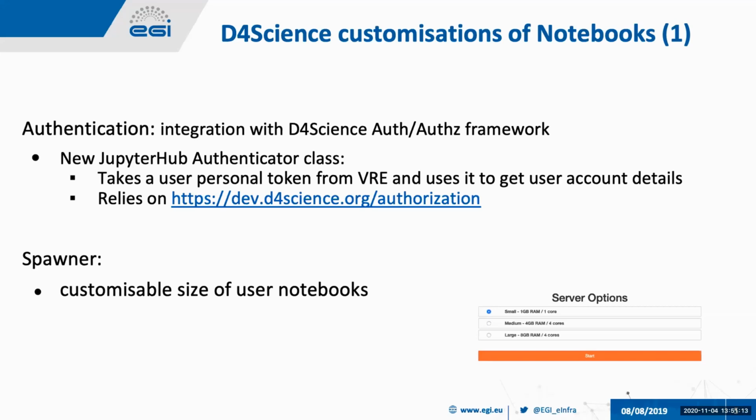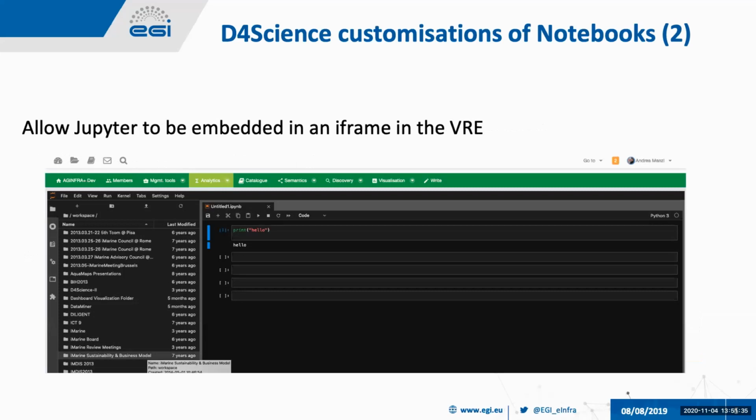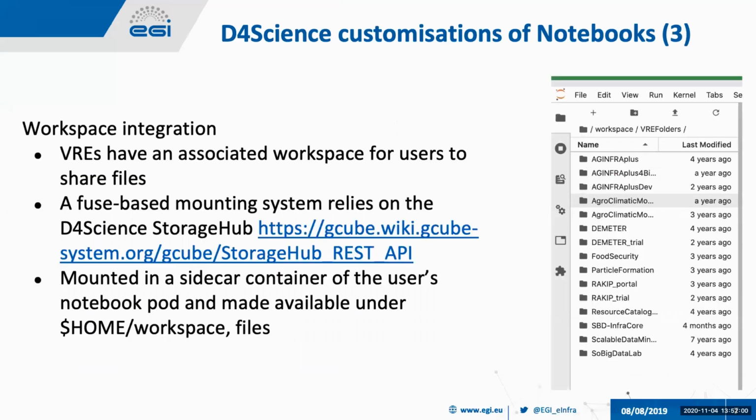And there is also a customization of the spawner for the JupyterHub. So users have the possibility to select different flavors of the notebooks they would like to run, and this is specific for this particular deployment. One of the characteristics of the virtual research environment, of course, is that everything is embedded in a frame. So users can have access to JupyterHub and JupyterLab directly from the same environment where they have all the different tools that they're using within the virtual research environment.